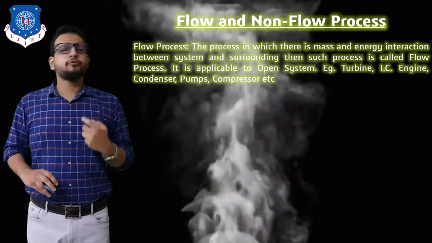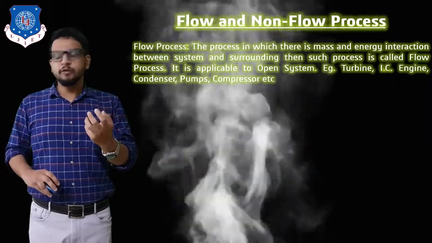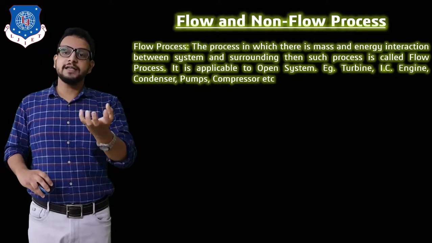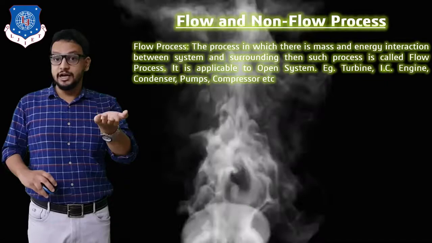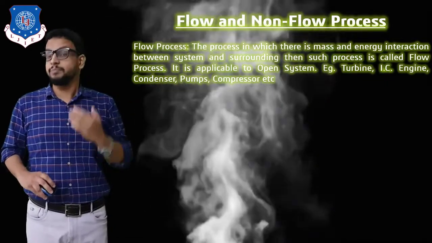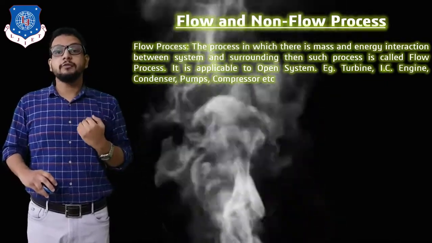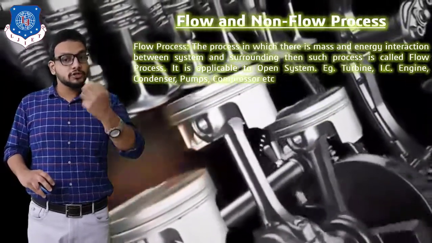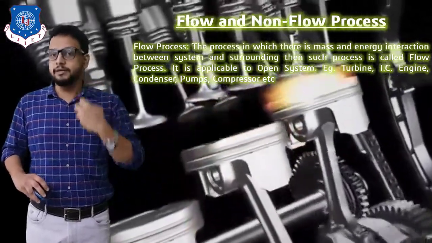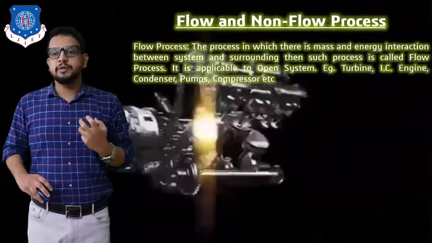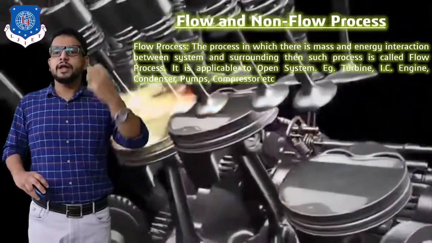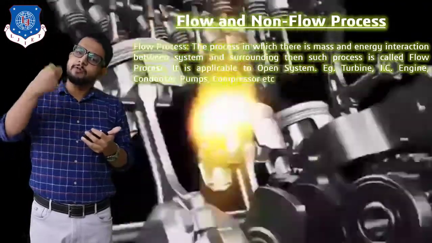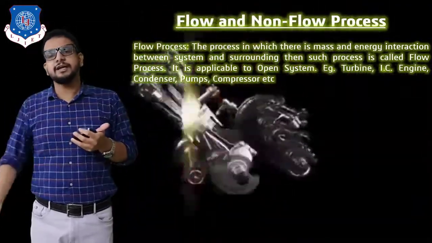Now, what are the examples of a flow process? We have the example of the condensation process, in which a vapor is going to be condensed into a liquid state, in which a heat interaction and a mass interaction can take place between a system and a surrounding. Evaporation process, then pumping process, that is circulating a liquid from one place to another place. We also have systems such as a turbine, steam turbine, gas turbine. What happens in a turbine? Mass or energy enters into a turbine, it produces a mechanical work output, and after producing work, it leaves the turbine.